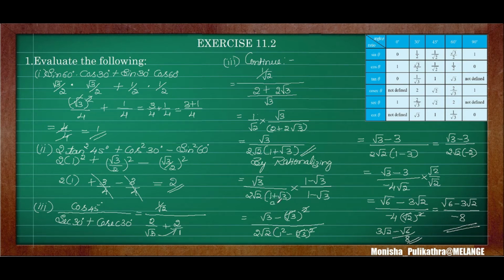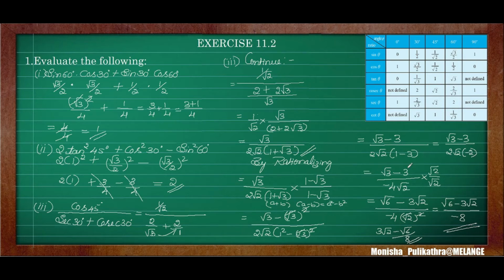Next, this will be in the form of a plus b and a minus b. So a plus b and a minus b is a square minus b square, right? So here a is 1, so 1 square, and b is root 3, so minus b square. Here this root and square get cancelled. So remaining will be root 3 minus 3 divided by 2 root 2 into 1 square is 1 and here 3 remains. Okay. So 1 minus 3 is minus 2.